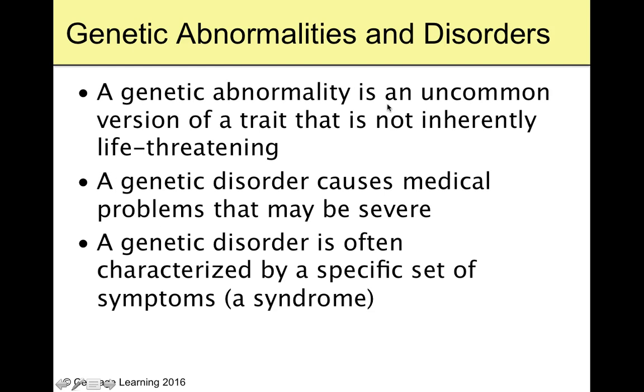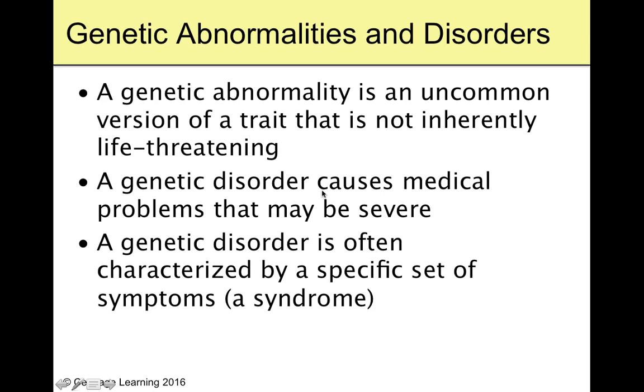A genetic abnormality is an uncommon version of a trait that is not inherently life-threatening. For example, the genetic abnormality we were just looking at was someone being born with 6 fingers. It's fine to have 6 fingers. It's not going to kill you to have 6 fingers. You can go through life with 6 fingers or 6 toes, and short of being frustrated with gloves and sandals and that sort of issue, you'll be fine. It's not going to kill you.